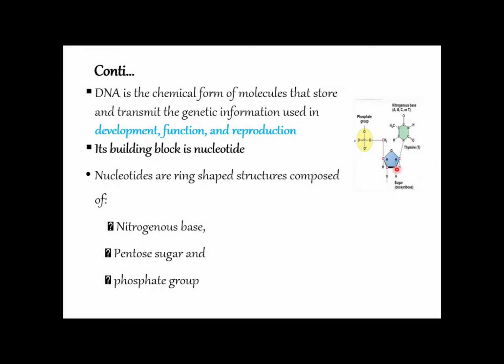Nitrogenous bases, pentose sugar, in this case deoxyribose, and the phosphate. Its name is deoxyribose because there is no hydroxyl group at carbon number 2. This is carbon number 1, 2, 3, 4, and 5. At carbon number 2, there is no O or hydroxyl group, OH, so it is a deoxyribose. Its name is from deoxyribonucleic acid. So this is a nucleotide.